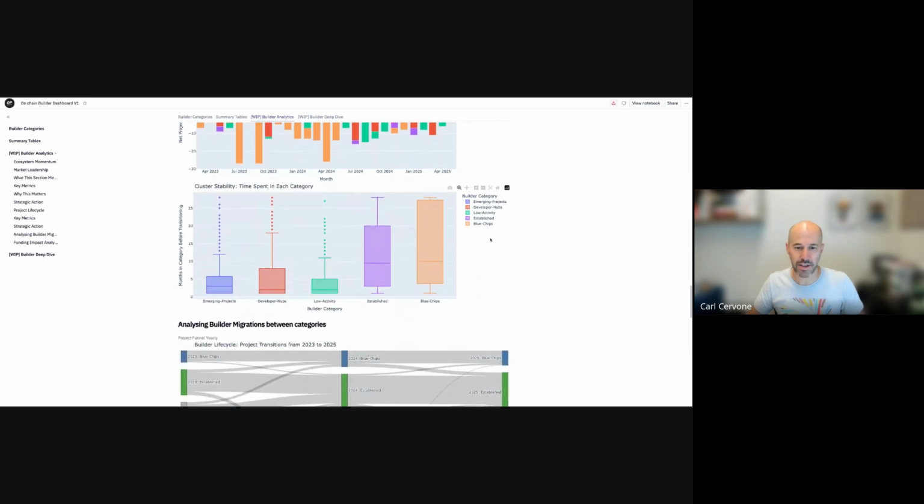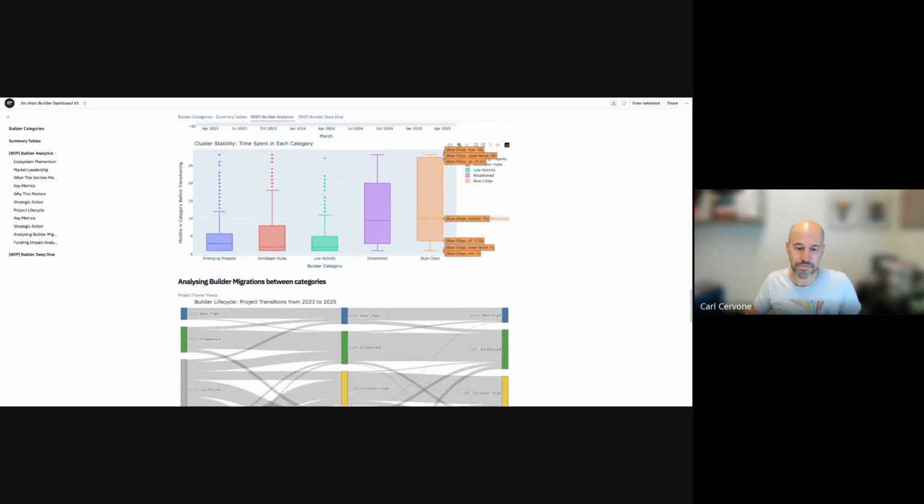And then you can also get a sense for how long products are staying in a given category. Of course, one of the things that they would also like to use their grant making for is to get promising emerging projects to the established or blue chip category as fast as possible and figure out what is the right amount of funding or other support that will allow them to accelerate quicker.